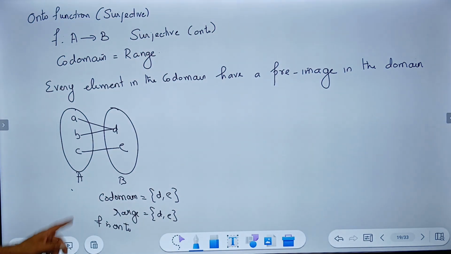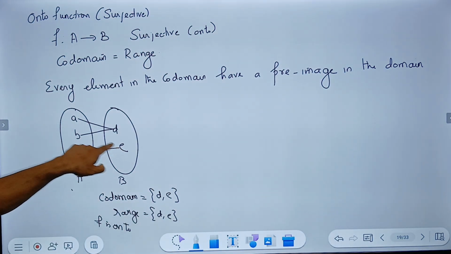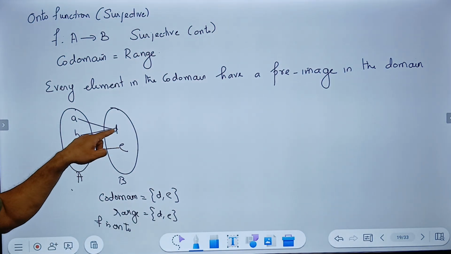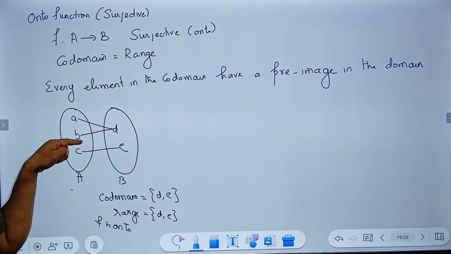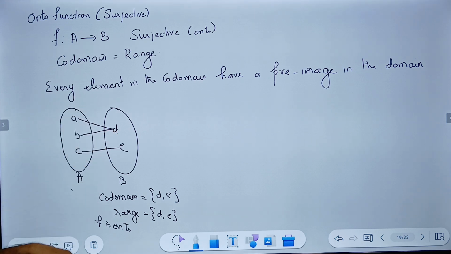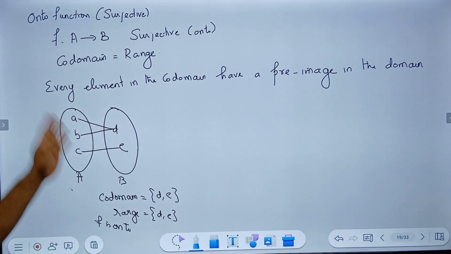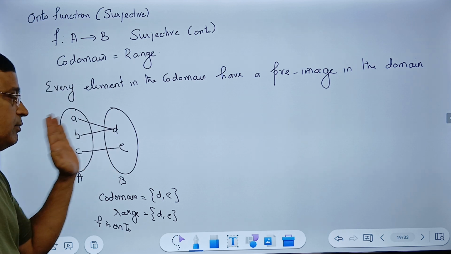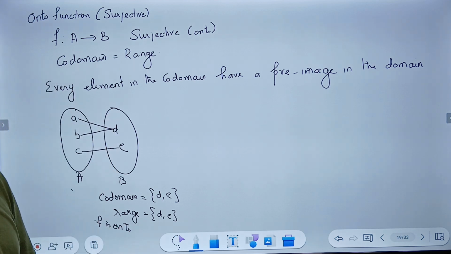Or otherwise, the pre-image of E is C. Pre-image of D is A and B. Every element in the codomain has a pre-image. If every element in the codomain has a pre-image, then you call that function onto.